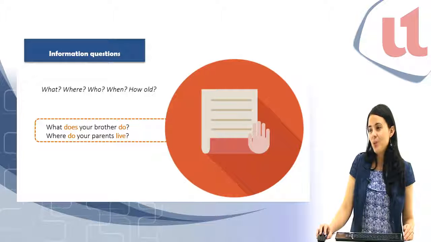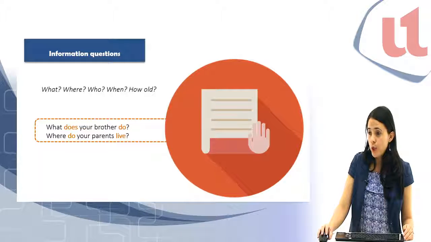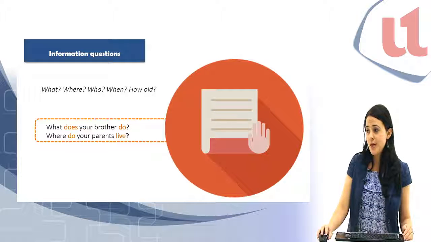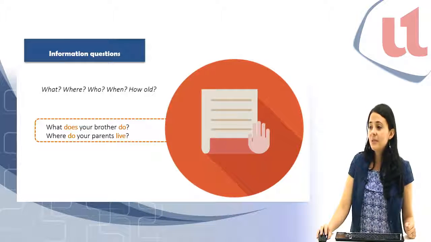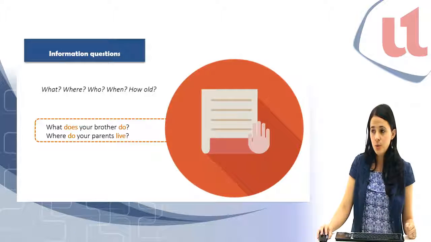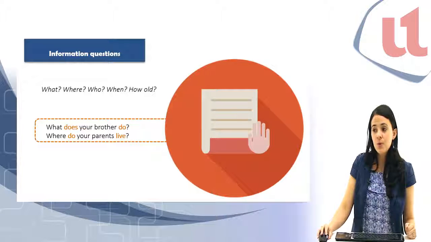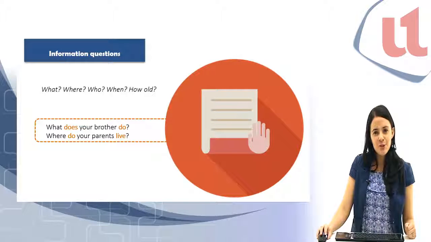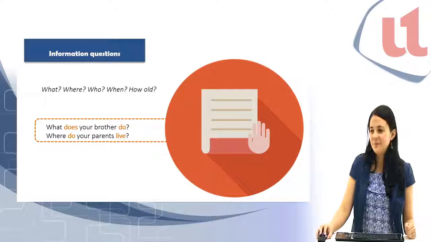To ask information questions, we use the question word plus do or does plus subject, noun or pronoun, plus verb. Para hacer preguntas de información usamos una palabra interrogativa más does o do más el sujeto, que puede ser un pronombre o un sustantivo, más el verbo. For example, what does your brother do? ¿A qué se dedica su hermano? Where do your parents live? ¿Dónde viven sus padres?